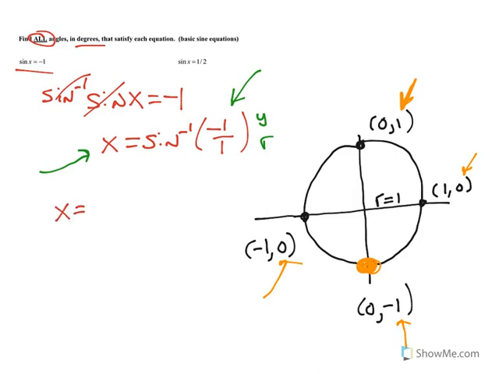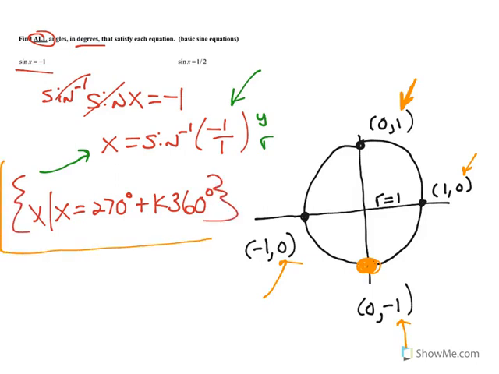So x equals 270 degrees plus multiples of 360. And that's going to be your one solution set, since it only occurs in one location.